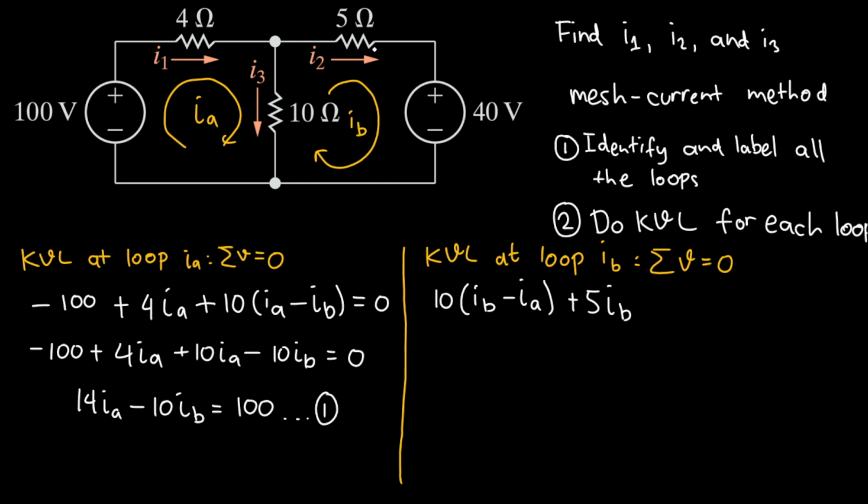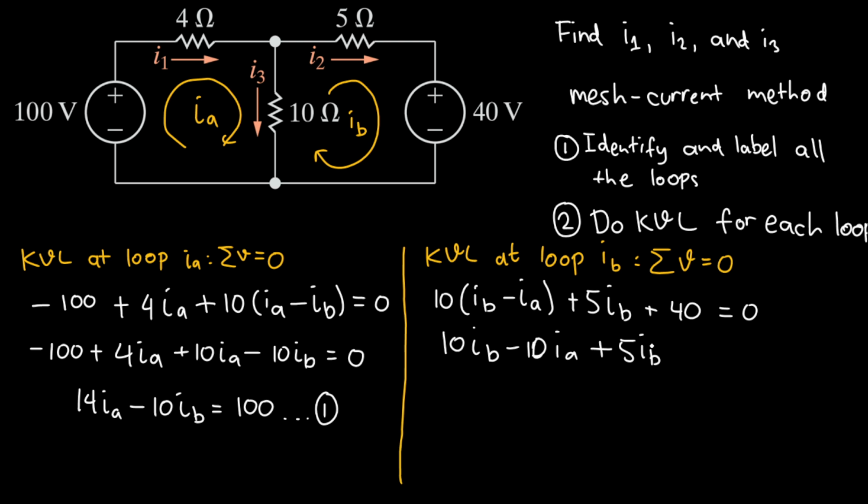Okay, now we will pass through this voltage source, but the current goes from the positive terminal. So I will have a positive sign. Then the magnitude will be 40. So I'll have 40 here. And all of that will equal 0. Okay, now what else? Let's distribute this. So I will have 10 IB minus 10 IA, and then plus 5 IB.